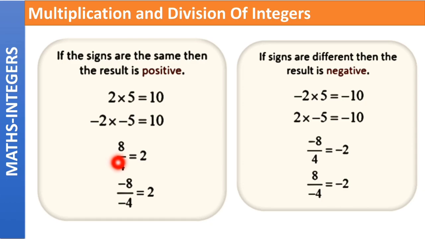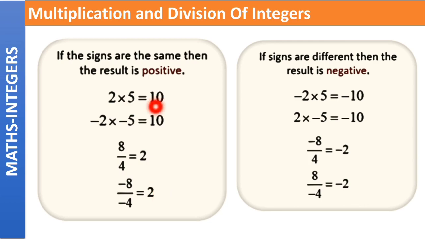Coming to division, 8 divided by 4. If you look at the signs, both the numbers are positive integers. So the answer will also be a positive integer. Now coming to the absolute value, 8 divided by 4 is what? 8 divided by 4 is 2. Next one is minus 8 divided by minus 4. Again, both the numbers are negative. That means both the signs are same. So what will the result be? The result will be positive. Again, the absolute value, 8 divided by 4 is equal to 2.